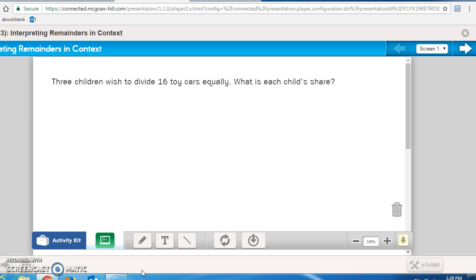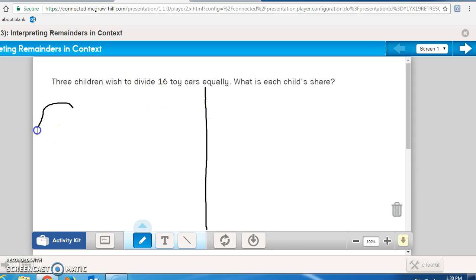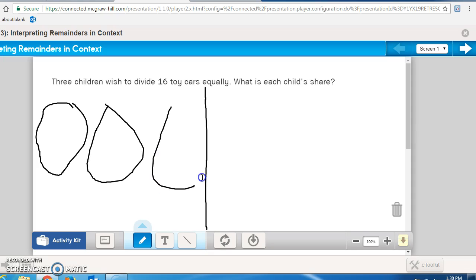Let's look at another problem. It says, 3 children wish to divide 16 toy cars equally. What is each child's share? Well, there's a couple different ways we could do this. So I'm going to draw a line down the middle here to show you one way and then another. First, we could draw, again, 3 children. So my children this time are going to be circles again. And they're not very pretty circles, so sorry for that.